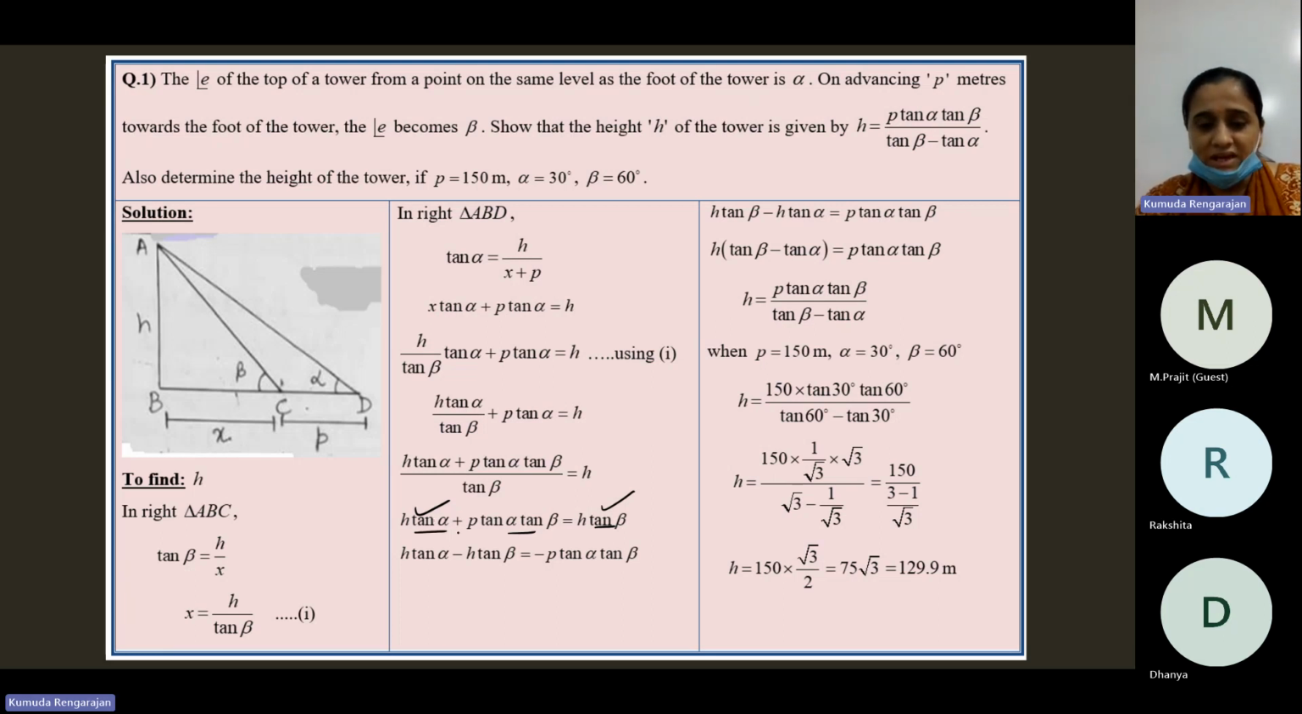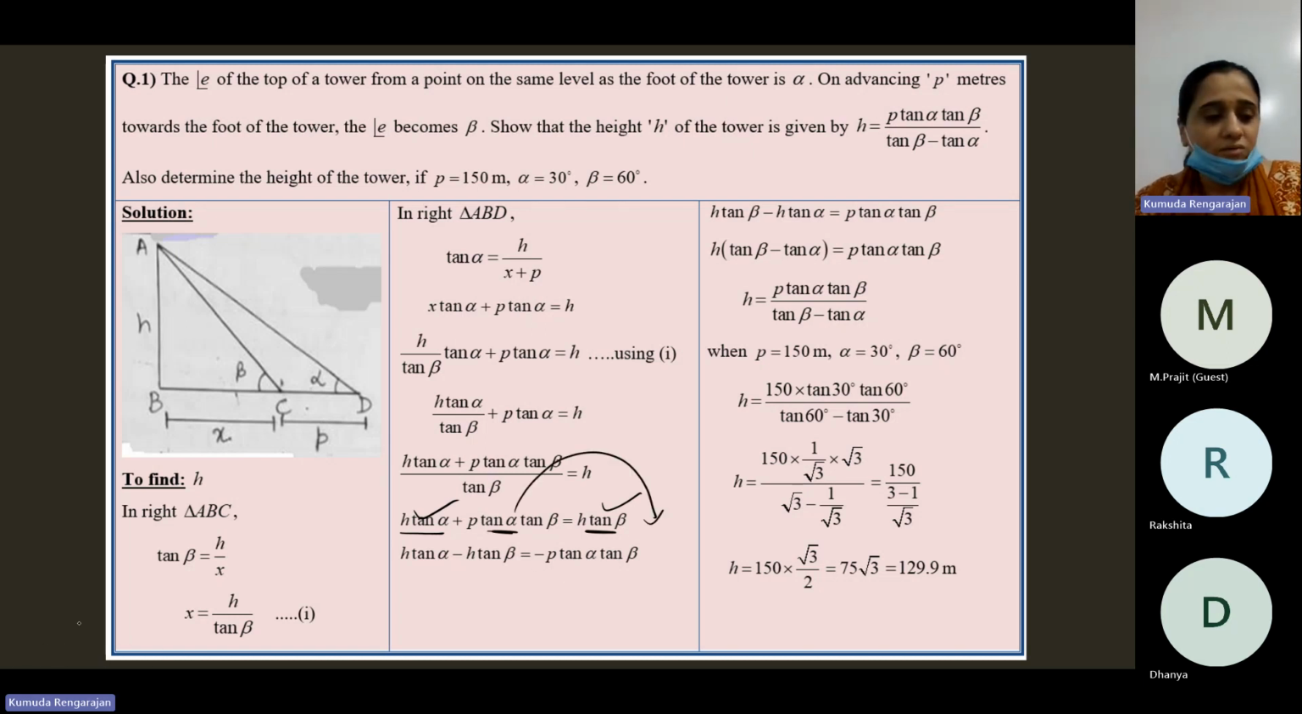See, 2 terms we have in the LHS and 1 term in the RHS, of which this one has h and this one also has h. So have the h terms on one side. See here, this one has h, this one does not have h, this one has h. So have the h terms on one side. h tan alpha minus h tan beta is equal to, take this to the other side.